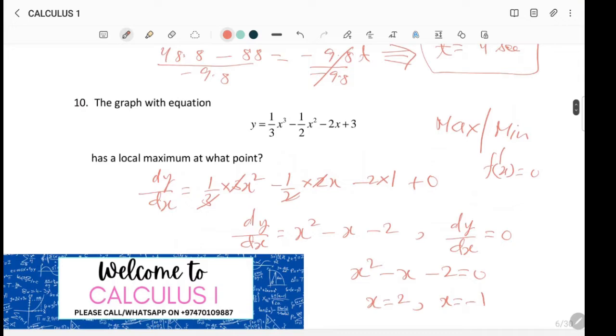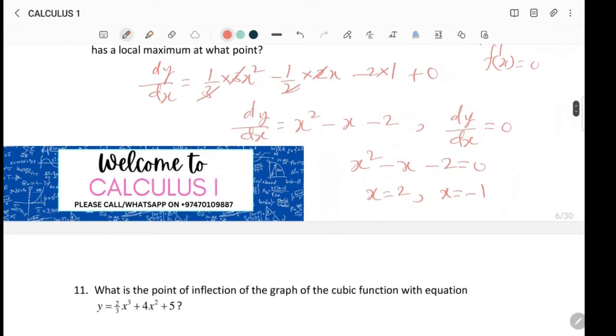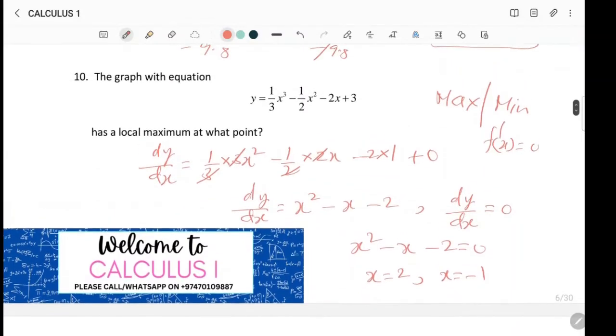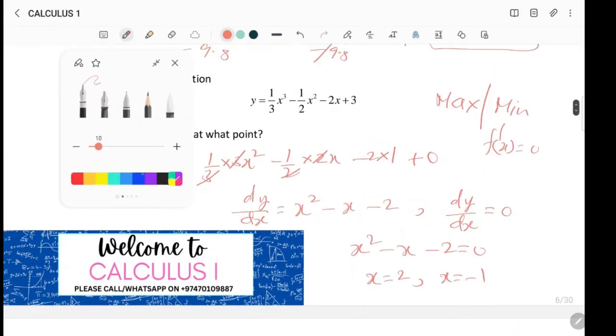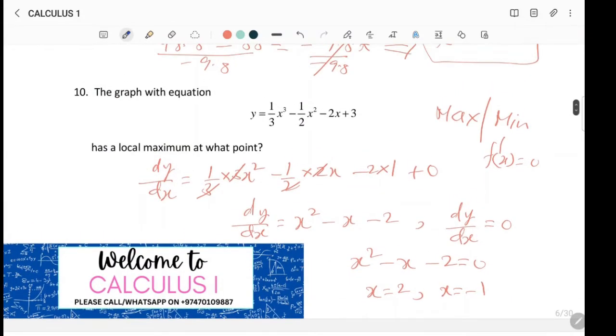So the question says that has a local maximum at what point? Okay, so we don't have a space. I would like to write here. Yeah, we need to first find the d2y over dx square. So just differentiate, guys.